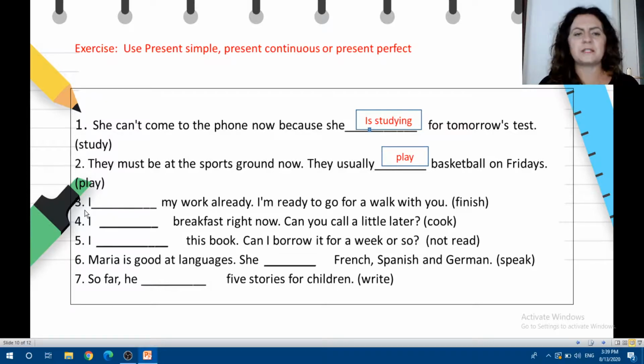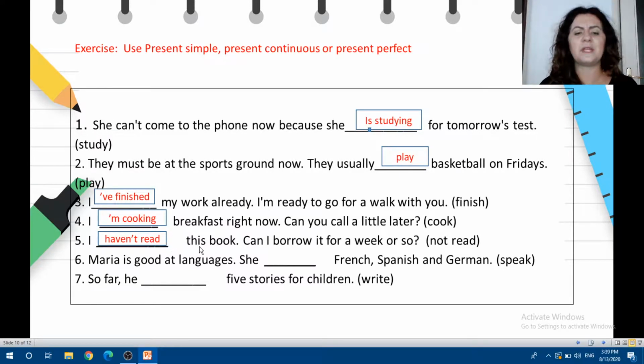Let's look at sentence number 3. I have finished my work already. I'm ready to go for a walk with you. I'm cooking breakfast right now. Can you call a little later? This is a situation that is happening right now. That's why we use present continuous tense.